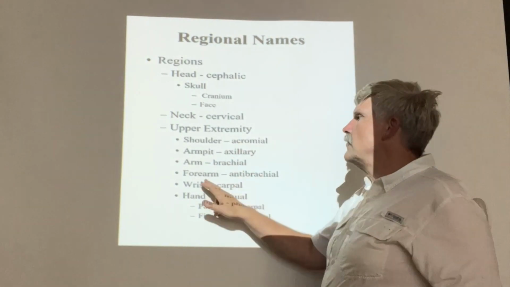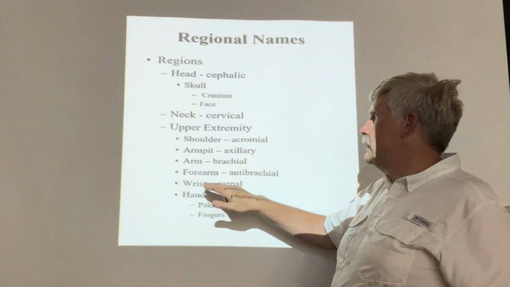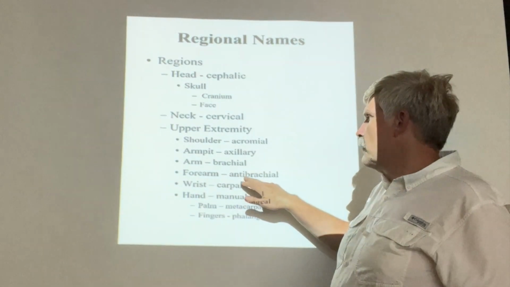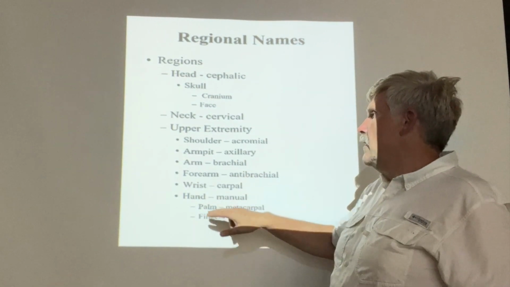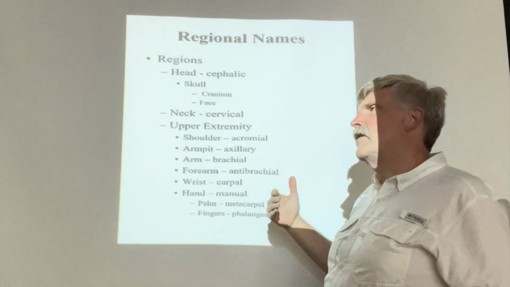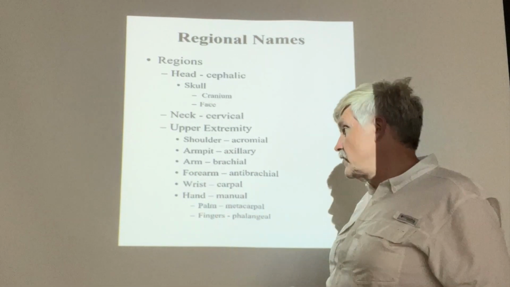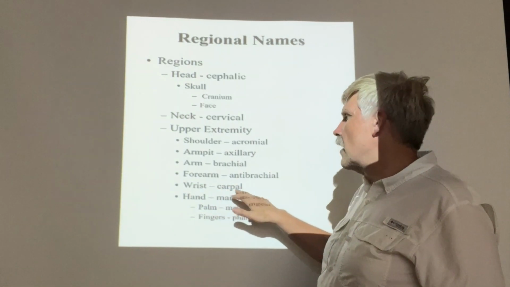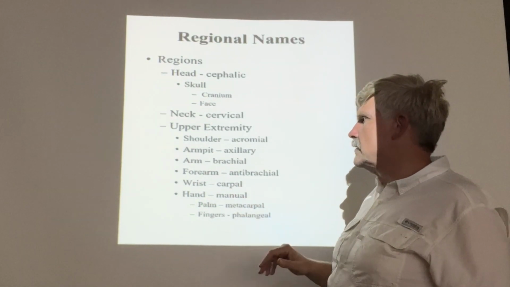So as you go down your list, the arm is brachial or brachium, and then the forearm is going to be antibrachial or antibrachium. The changing of the end of the word changes it from a noun to an adjective. Wrist is carpal. You'll have the carpal bones. There are going to be 8 carpal bones located there.